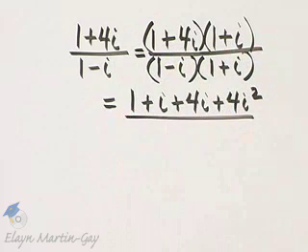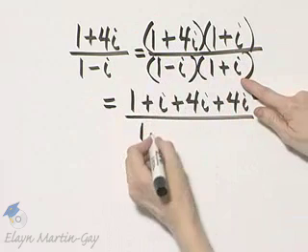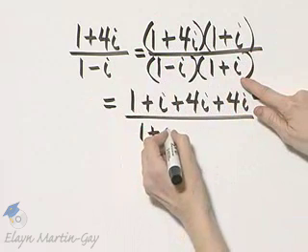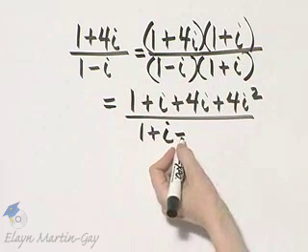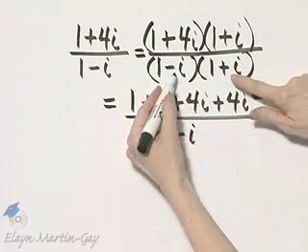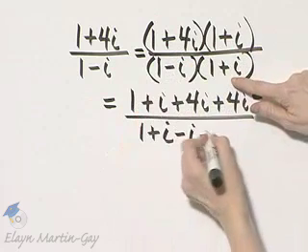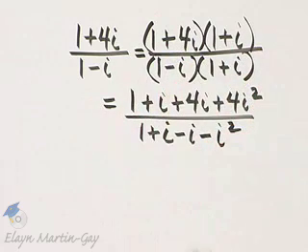What happens in the denominator? First times first is 1. Notice the outside product is 1i or i. Inside product is minus 1i or minus i. And then be very, very careful. That's minus. Last times last is i squared.